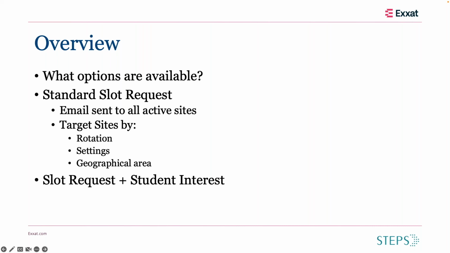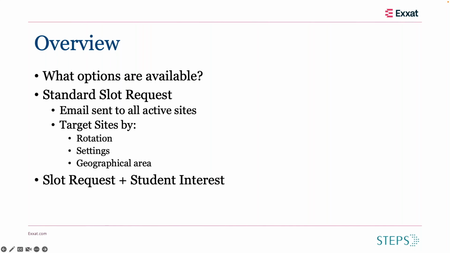Some of our other programs will say, geographically, I know my students want to go to this state or this city or this area. So they'll categorize their sites using this information and then send out a slot request to those specific groups of sites to get a better return on their slot request, which is still all part of the standard slot request configuration, but that's something we've seen.